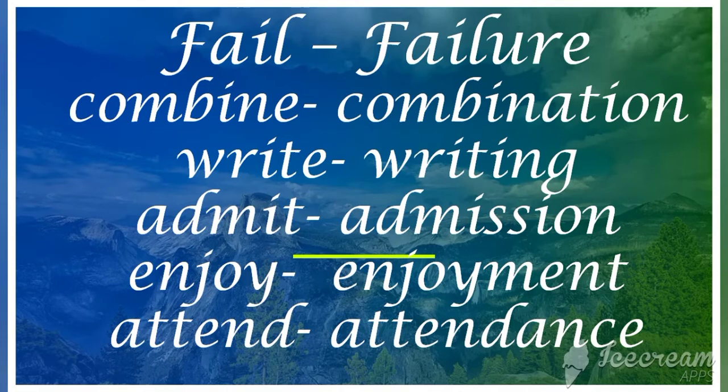Okay, combine is a verb. It's an action word, right? So combine is a verb, and from this word, by adding tion, the noun form is made. By adding tion, this word is made into a noun.